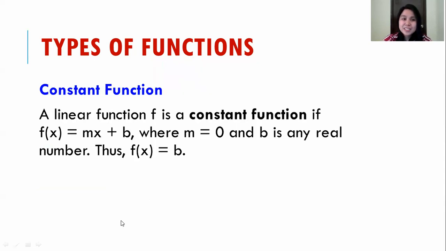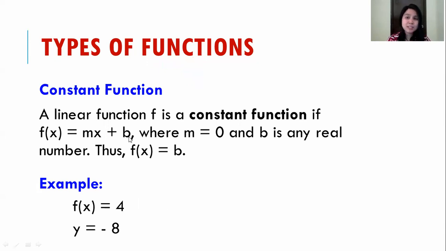Next, the third type. For the constant function, there are no x variables. What we only have is the constant term. So example, f of x equals 4 or y equals negative 8. So we only have here our constant terms. That's why we call it constant function.